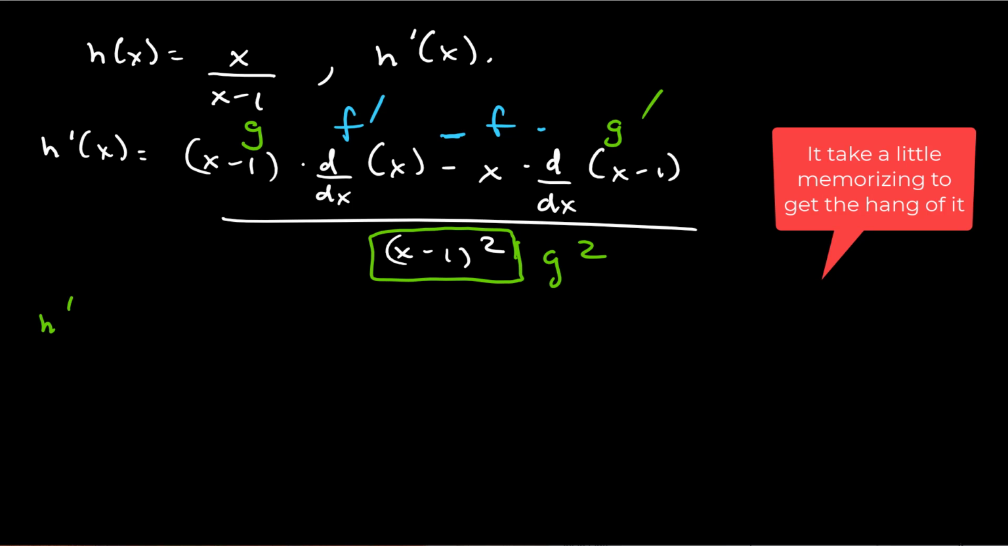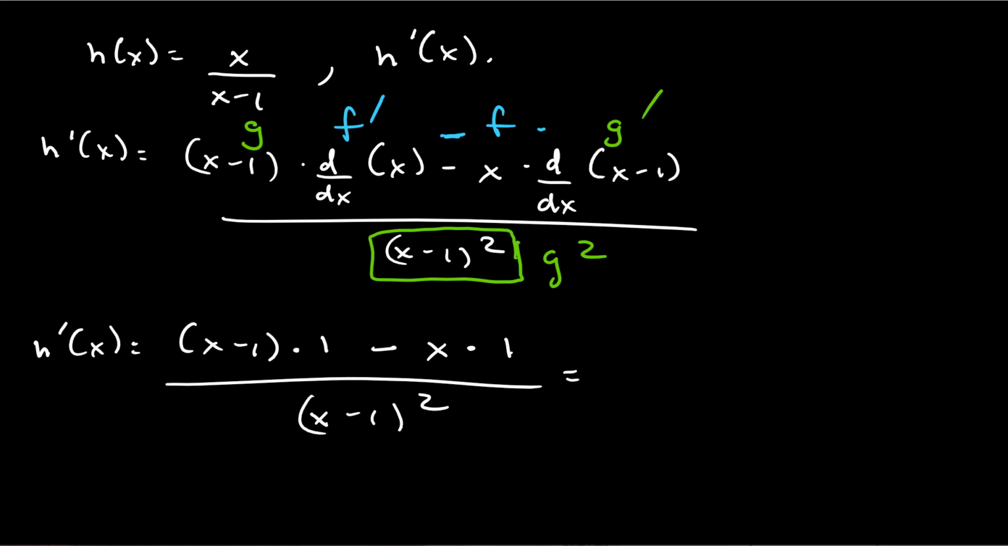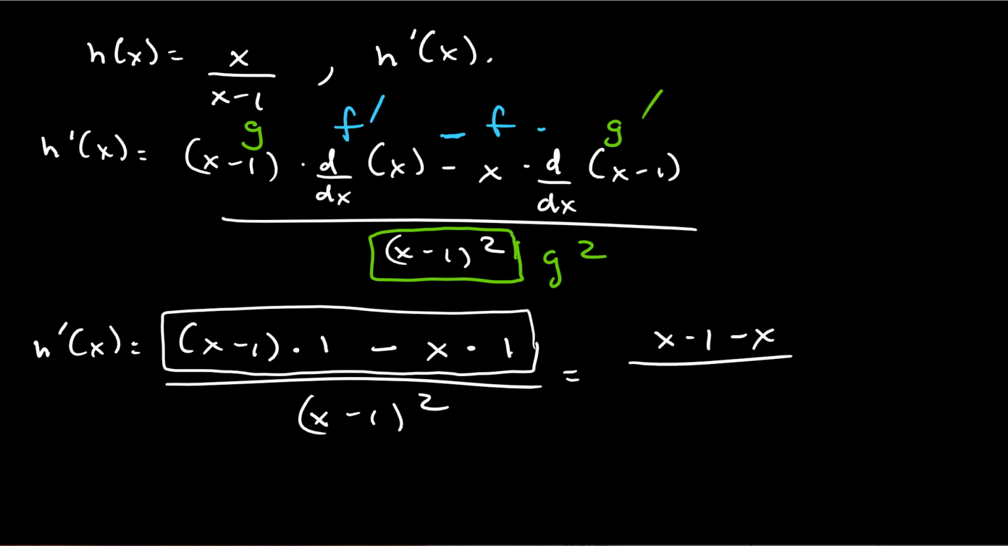So continuing, we have h primed of x is x minus 1 multiplied by the derivative of x, which is just 1, minus x multiplied by the derivative of x minus 1, which again is just 1, all over the bottom squared. And continuing, we work on the top here. So we have x minus 1 on top minus x all over x minus 1 squared. We have an x here and a minus x here. That's just 0. And then minus 1 all over x minus 1 squared.